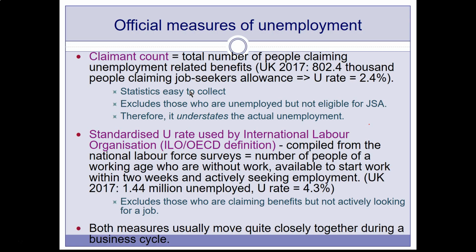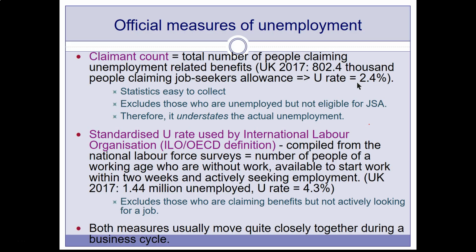What is claimant count? This is simply the number of people who are claiming unemployment-related benefits. This statistic is very easy to collect because the government knows on a weekly basis how many people have applied for job seekers allowance. So these statistics are readily available weekly. For example, in 2017, we had 800,000 people claiming job seekers allowance benefit, which implied an unemployment rate of about 2.4%.